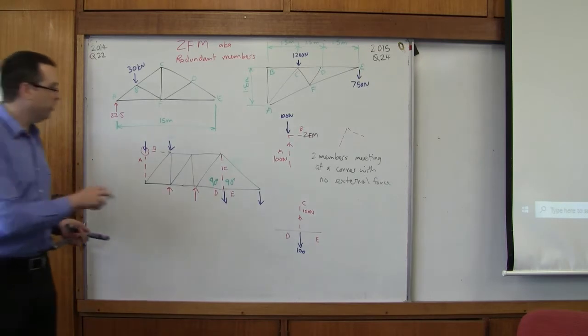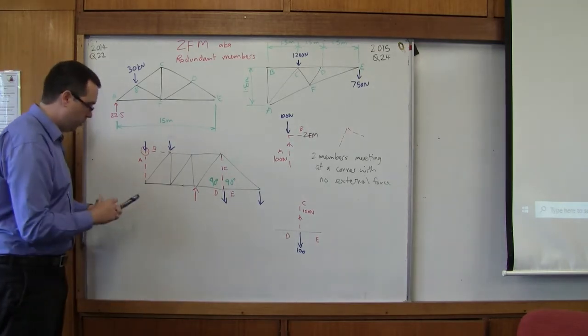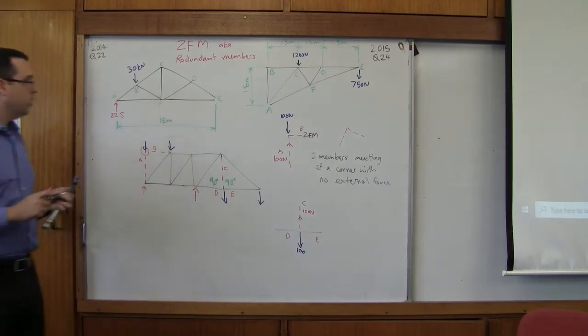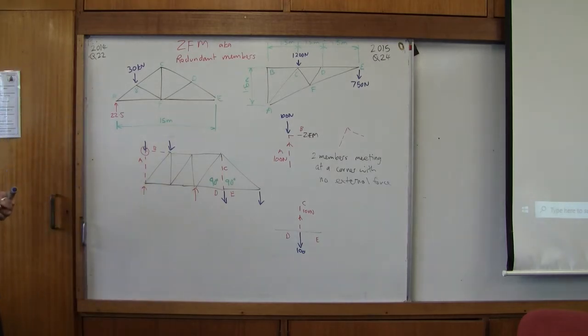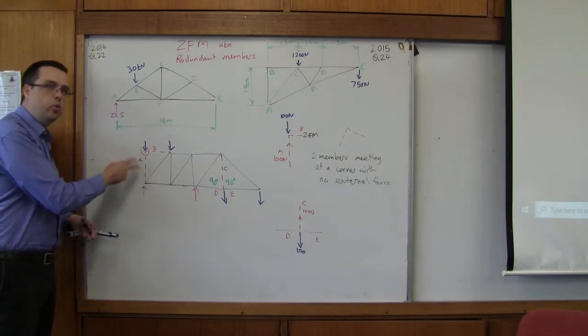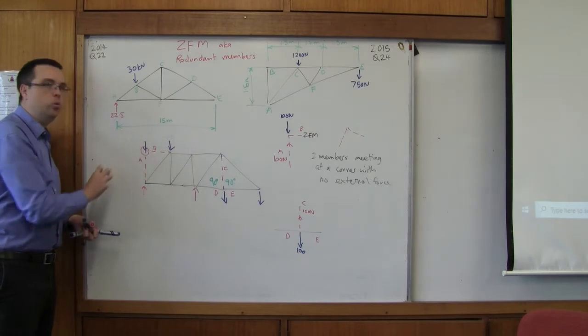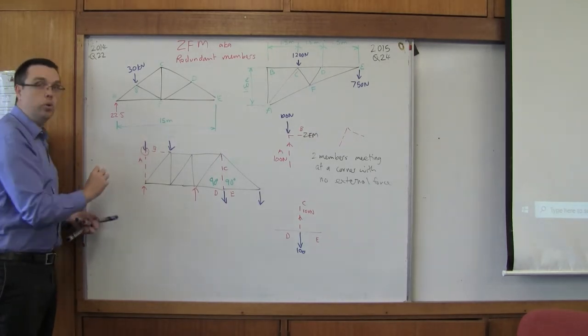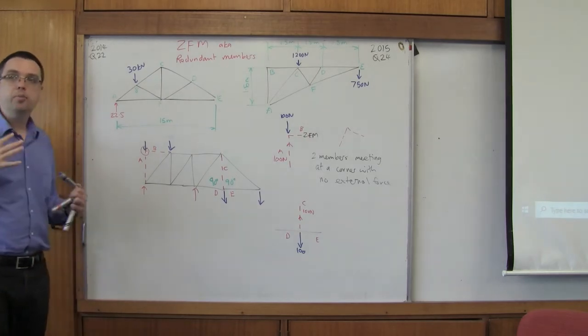Now initially, when I first drew this, I drew it with an external force here. Even in that case, with the external force here, we still have the situation that if A has any vertical force at all, it will cause this joint to break, to pull apart. It can't be in equilibrium.